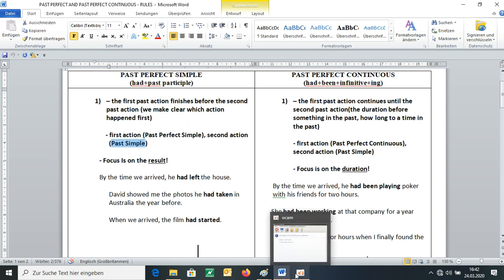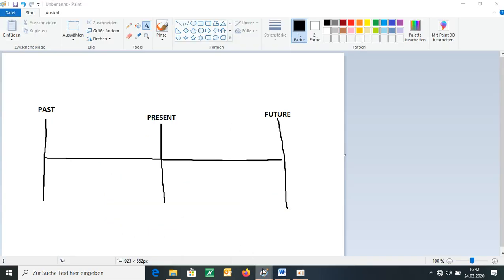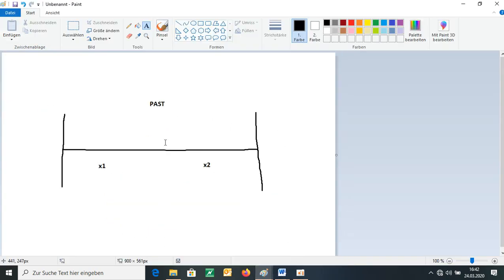So how could we see this? If we look at this again, x1 is further back in the past, while x2 is closer to our present. So action x1 would be in the past perfect simple, x2 in the past simple.